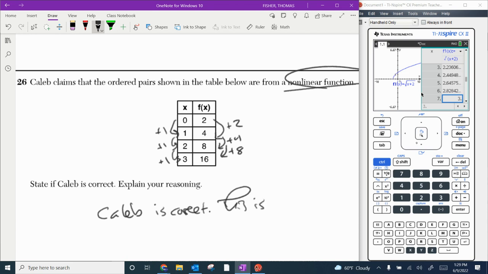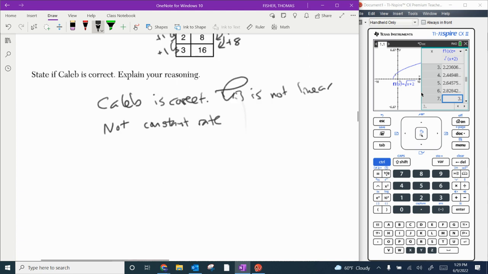This is not linear because there is no constant rate of change. You might think it is because it's multiplying by 2, but that would be exponential. So this is not a linear function. This is an exponential function.